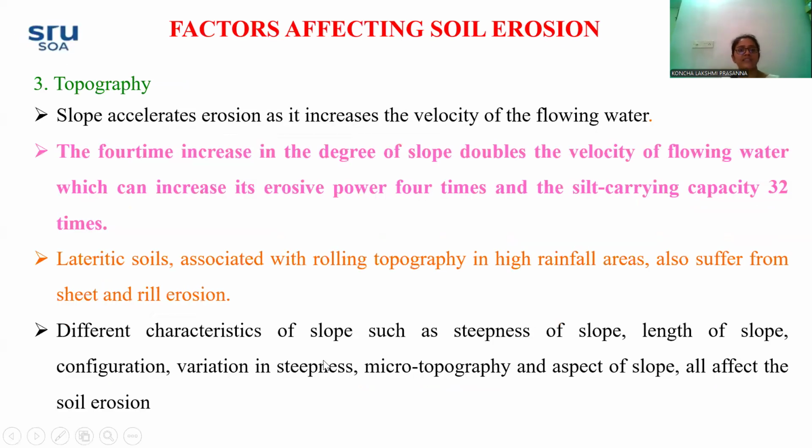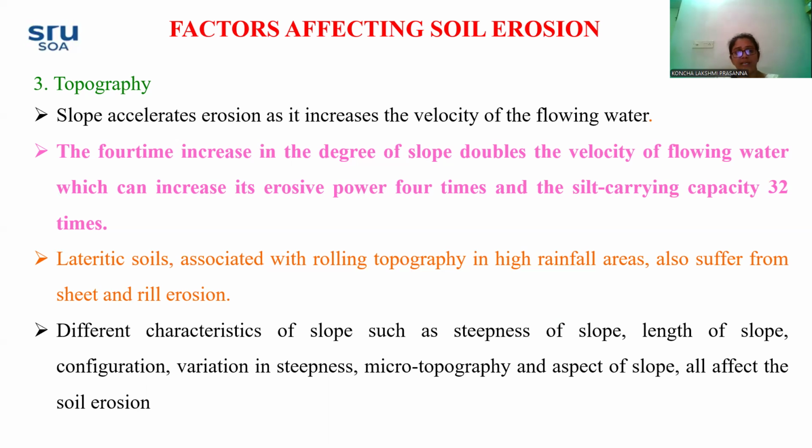The next factor is the topography. Topography plays a major role in the type of erosion. Slope or aspect accelerates the erosion as it increases the velocity of flowing water. It is said that a 4 times increase in the degree of slope doubles the velocity of flowing water, which increases its erosive power to 4 times and silt carrying capacity to 32 times.